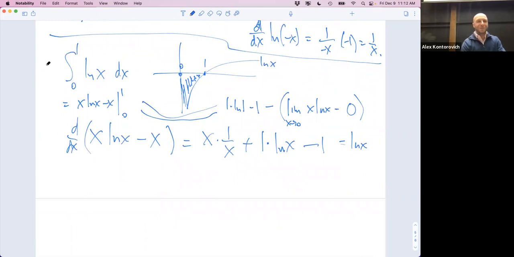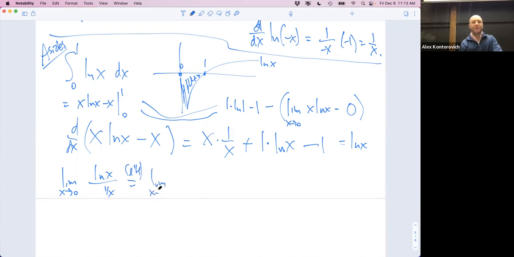This is a sort of aside, although it's a great question. Maybe we should put this on the final. What is the limit as x goes to 0 of natural log of x times x? I want to make it a fraction. Natural log of x over 1 over x. So now let's try L'Hopital. Derivative of log x, limit as x goes to 0. Derivative of log x is 1 over x. Derivative of 1 over x is negative 1 over x squared.